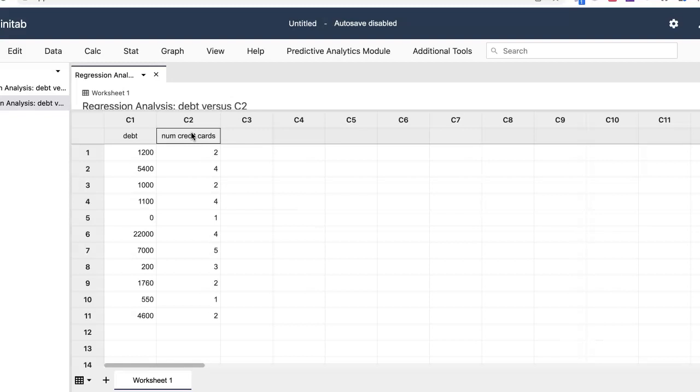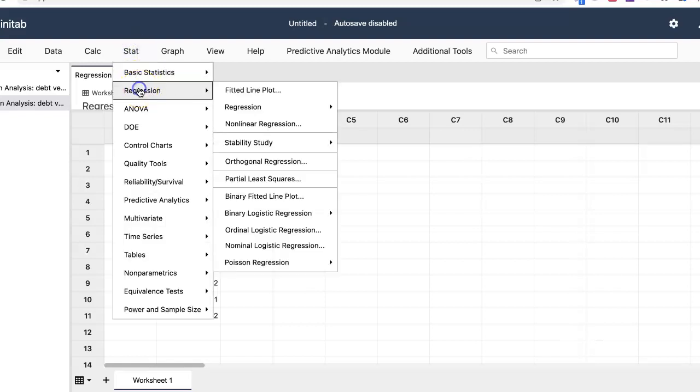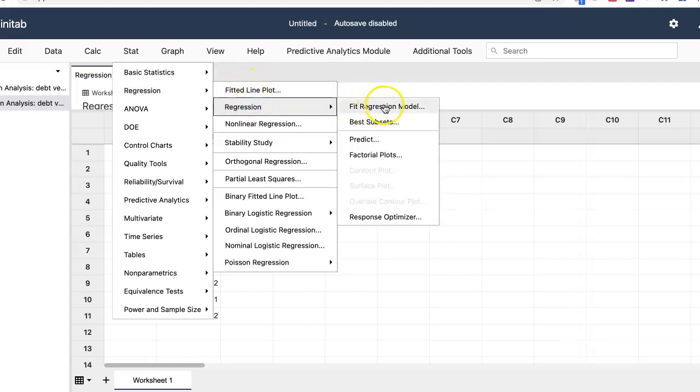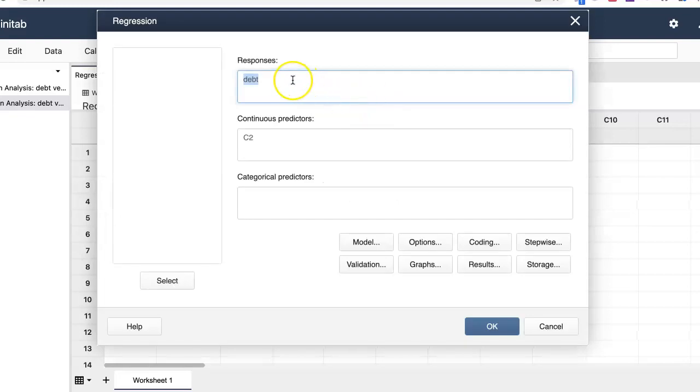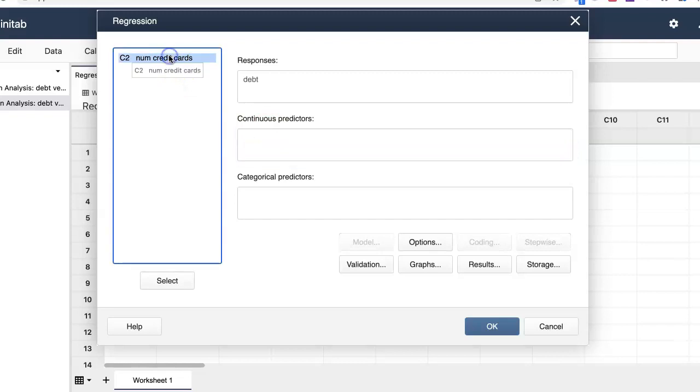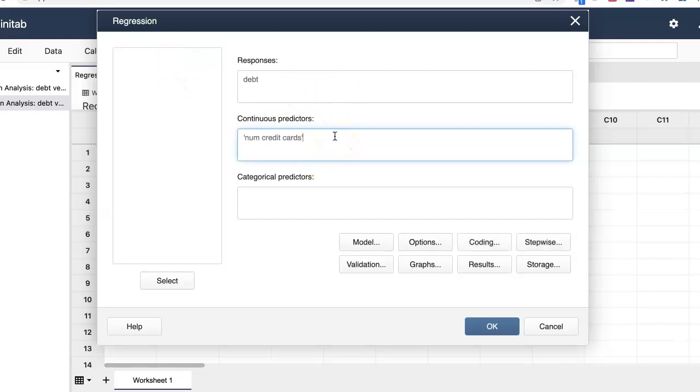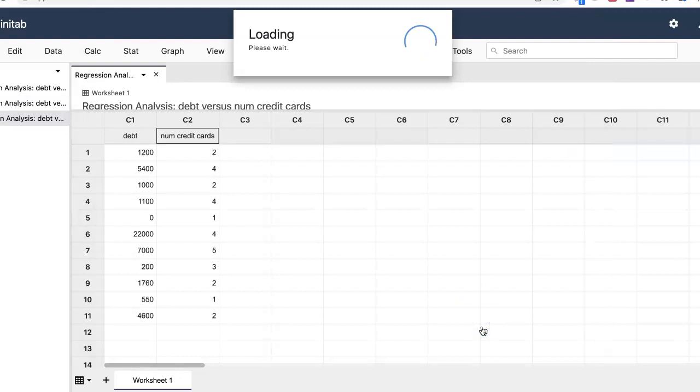So once we do that, then you just go to Stat, Regression, and you can either go to Regression or Fitted Line Plot, but we'll just go to Regression and tell it to fit our regression model for us. And again, our response variable is debt, and our predictor variable is our number of credit cards. So I'm popping those in. Because our debt responds to the number of credit cards, or the amount of debt that we have responds to the number of credit cards that we have. So basically you can think of it that way and click OK, but it looks like you got all that part right.